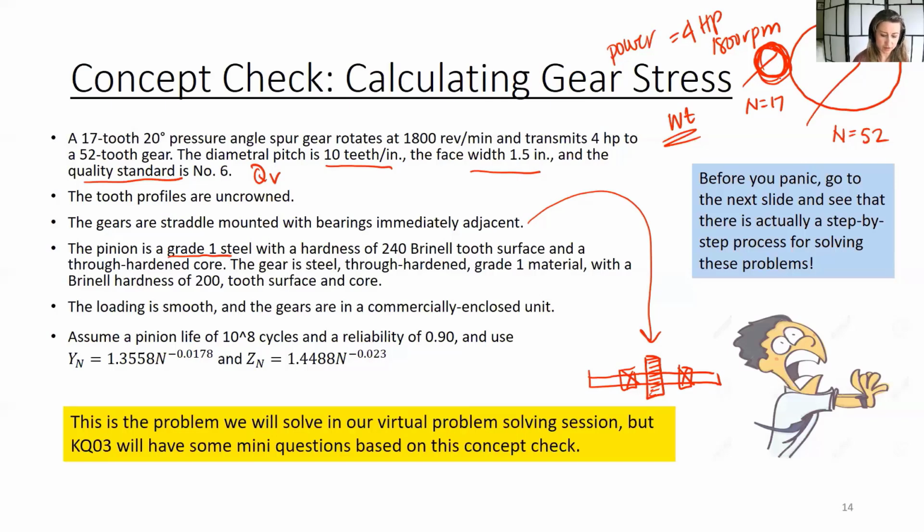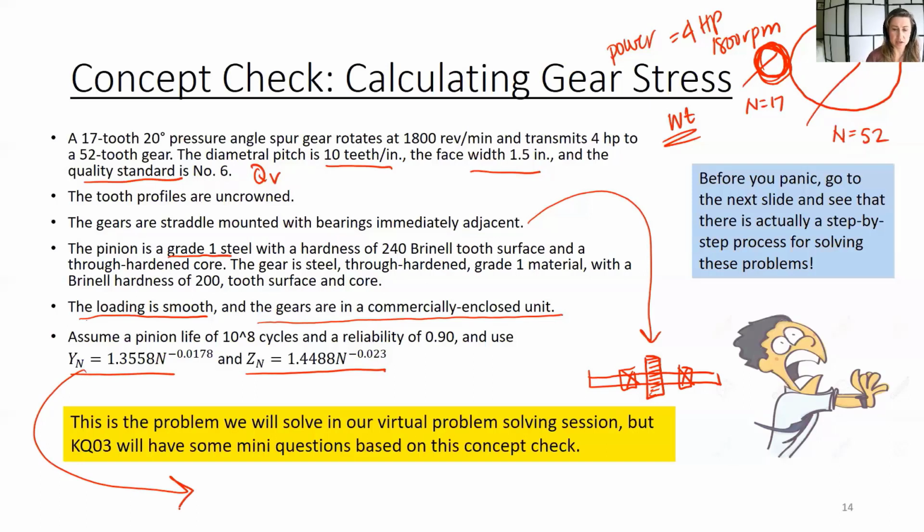We want to withstand contact stress. Okay, the loading is smooth, so that would help us determine values for our overload factor. And the gears are in a commercially enclosed unit. Assume a pinion life of 10 to the 8th cycles and a reliability of 0.9, and use these two crazy terms. I'll talk about these in the problem solving session, but this is essentially how we account for number of cycles when we're choosing a gear or analyzing its strength.